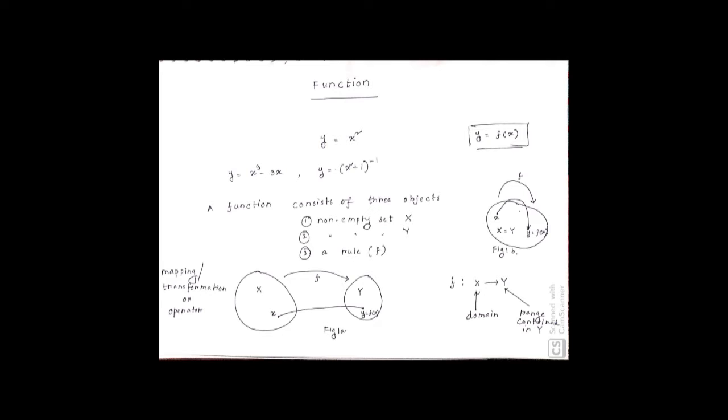You can take another example. So you can take y equals x cubed minus 3x, or you can take y equals (x square plus 1) to the power minus 1, or inverse. These are two simple examples of functions of real variable x, and each is given by a rule in the form of an algebraic expression. This algebraic expression specifies the exact manner in which the value of y depends on the value of x.